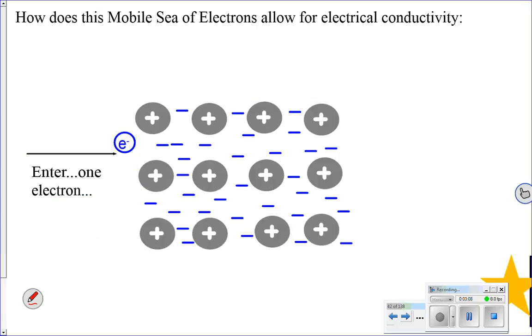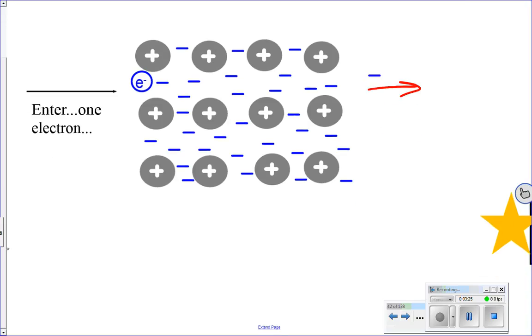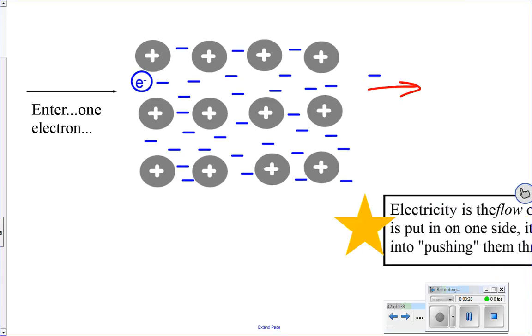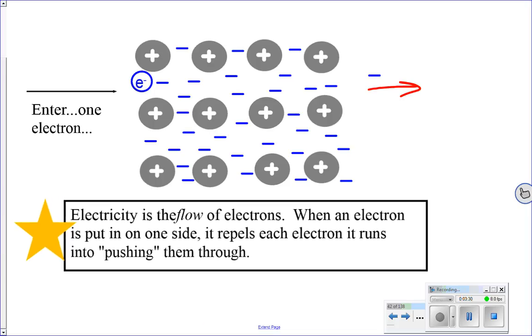For example, if you put an electron in over here, it's going to bump into other electrons, bump into other electrons, until eventually over here, another electron will pop out the other side. Because these electrons are very mobile, that mobility of the valence electrons creates conductivity. Electricity is a flow of electrons. Whenever an electron is put in on one side, it repels electrons, pushing them through the sample of the metal. That's what's occurring in wires.